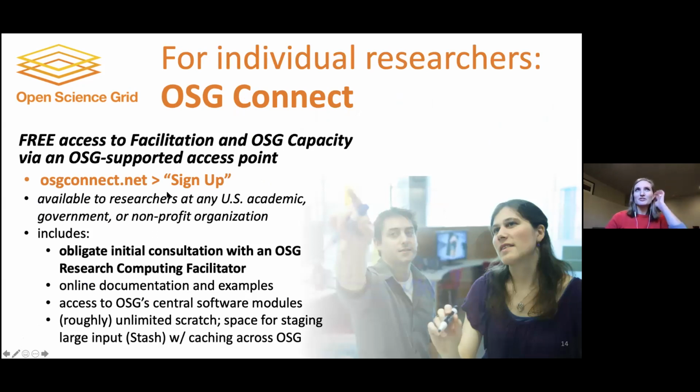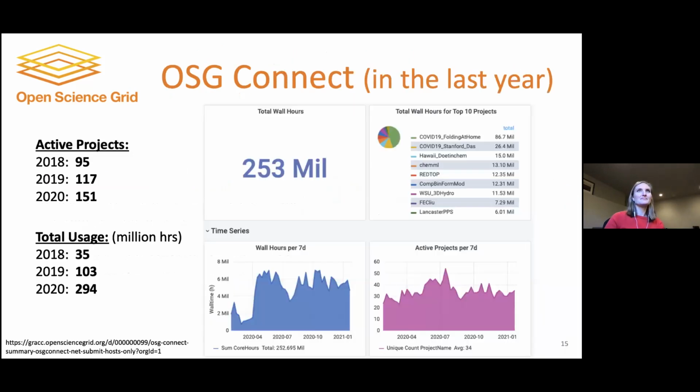OSG Connect, I've already mentioned a couple times, is the access point operated by OSG staff, and it's available to researchers at any US academic, government, or nonprofit organization. We meet with every new user to OSG Connect, including campus staff like yourselves, who can go sign up even today and start to use OSG Connect. We have online documentation and examples like you would expect from any sort of computing provider, and access to support for software and large data, though we don't provide persistent data storage space or backed up space. It's all meant for active work that's running on the Open Science Grid.